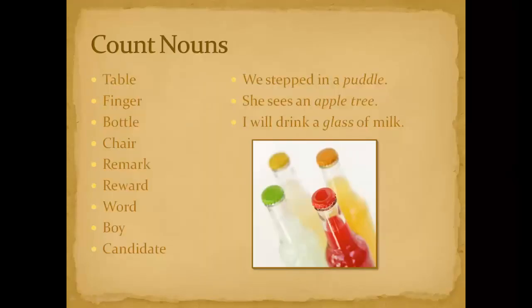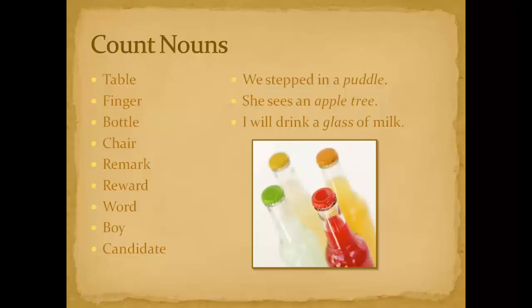Other count nouns include table, finger, bottle, chair, remark, reward, word, boy, and candidate. All of these can be made plural by adding the suffix s to the end of the word. In these example sentences, the count noun is italicized. For the sentence "we stepped in a puddle," someone could ask, "How many puddles did you step in?" And the answer would be just one.